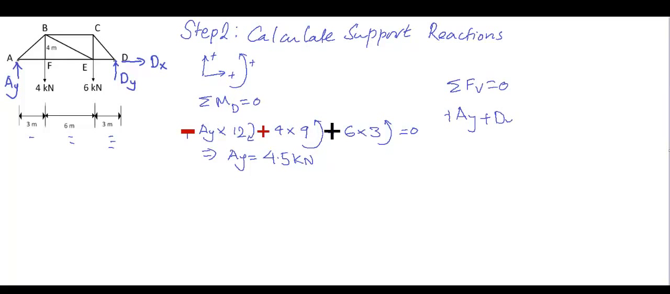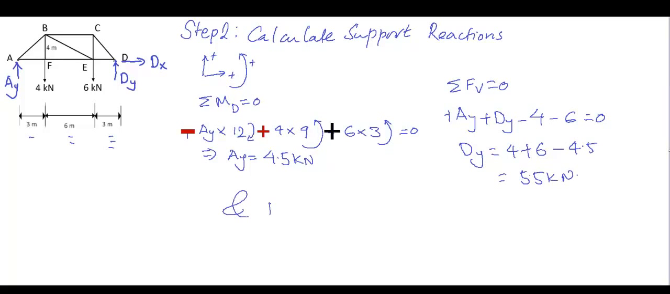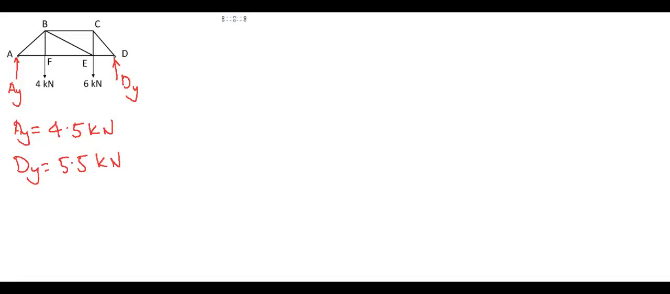Now we can use summation of force in vertical direction equals 0. So AY and DY acting upward, 4 and 6 acting downward, so they are negative. It gives DY equals 5.5 kN. In horizontal direction, DX equals 0. Knowing both the support reactions, now it's time to analyze the joints.